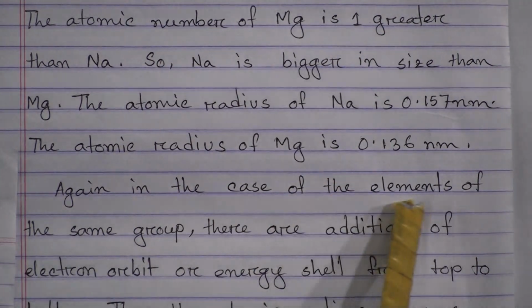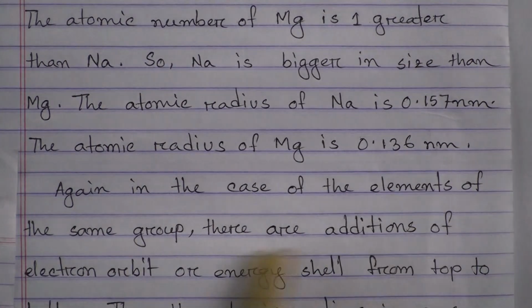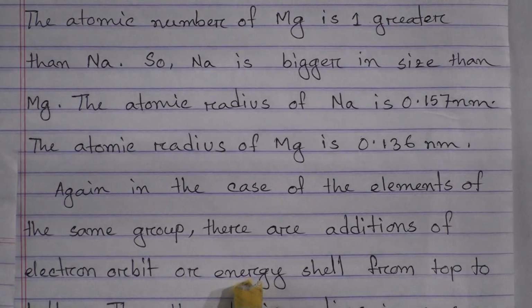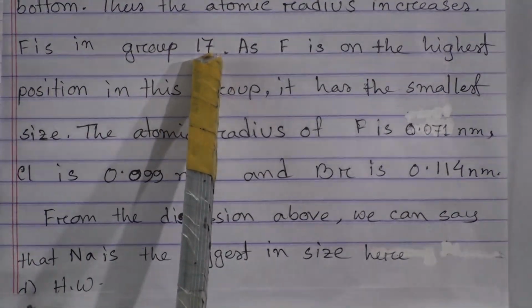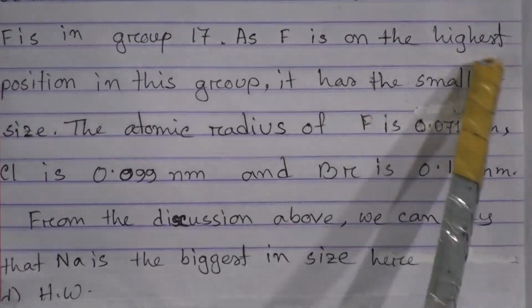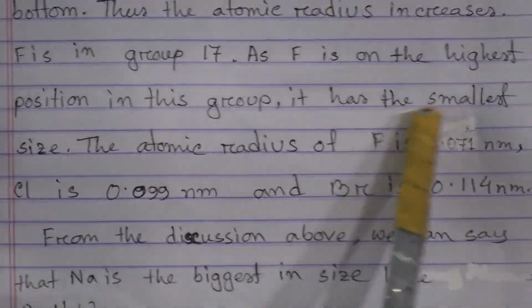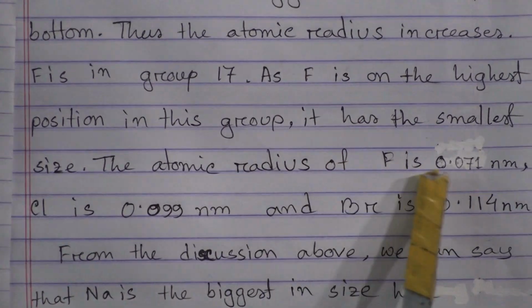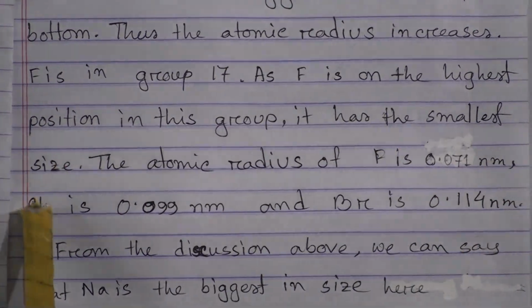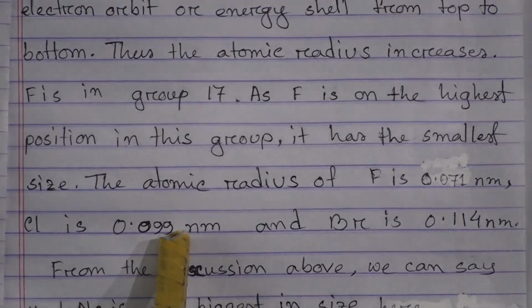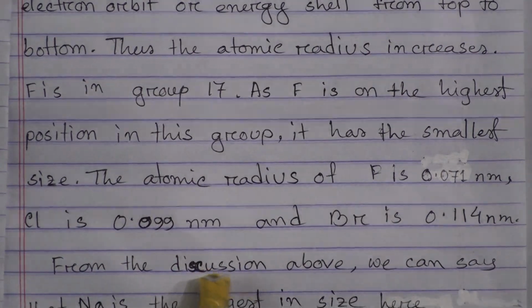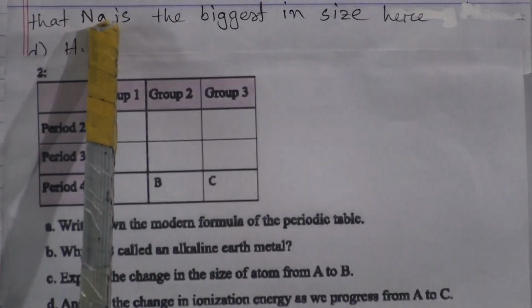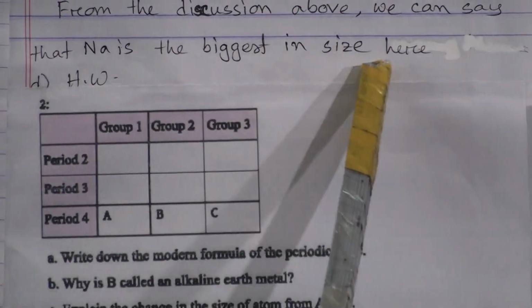Again, in the case of elements of the same group, there is an addition of electron orbits or energy shells from top to bottom, thus the atomic radius increases. Fluorine is in group 17, at the highest position of this group, and it has the smallest size. The atomic radius of fluorine is 0.071 nanometer, chlorine is 0.099 nanometer, and bromine is 0.114 nanometer. From the discussion above, we can say that sodium is the biggest in size here.